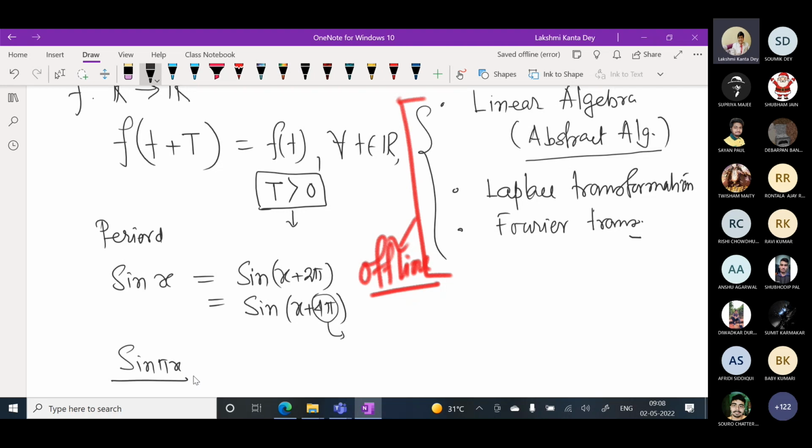The functions which are not periodic, like f of t equal to t, are not periodic functions. In that situation, we can think of it as having an infinite period, right? Infinite period means we assume that the function repeats its value after an infinite interval. In those cases we can have the Fourier integral representation.